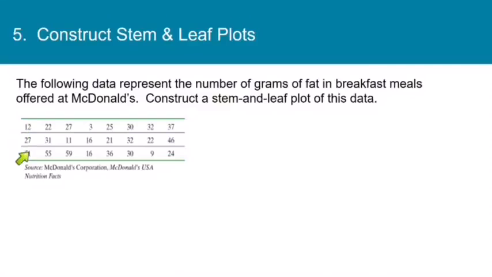We have 24 data values here. They all are 1 or 2 digit numbers. And remember that we said the leaf in each value would be the rightmost digit and the stems would be any digits that came before that. So in this case, for this 12, the leaf is going to be 2 and the stem is going to be 1. For the 27, the leaf is going to be 7 and the stem is going to be 2.